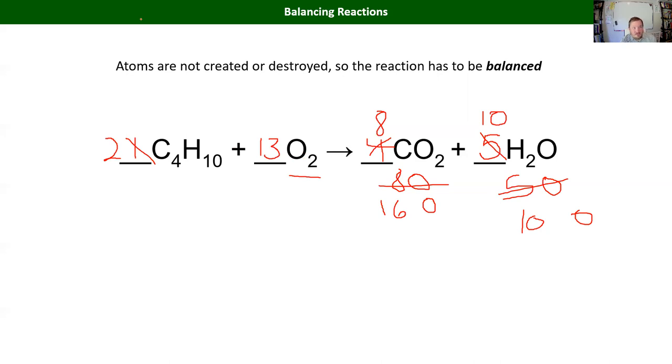So sometimes it can take a little erasing. It can take a little bit of guess and check. We basically just start plugging in numbers until everything balances. And usually if you go systematically, you're going to wind up with either everything balances out, or you're going to need to go through and double everything and try again.